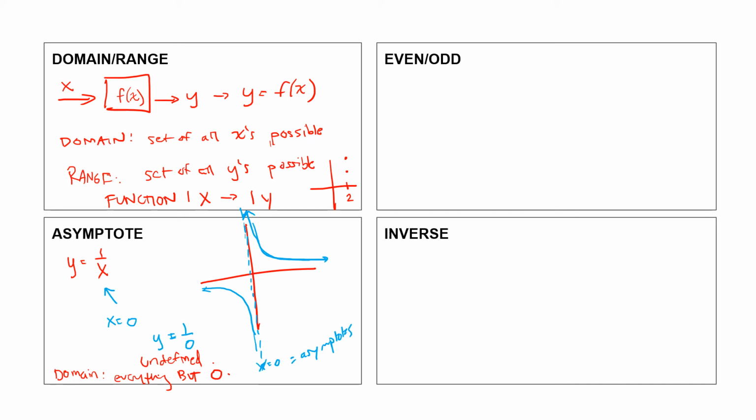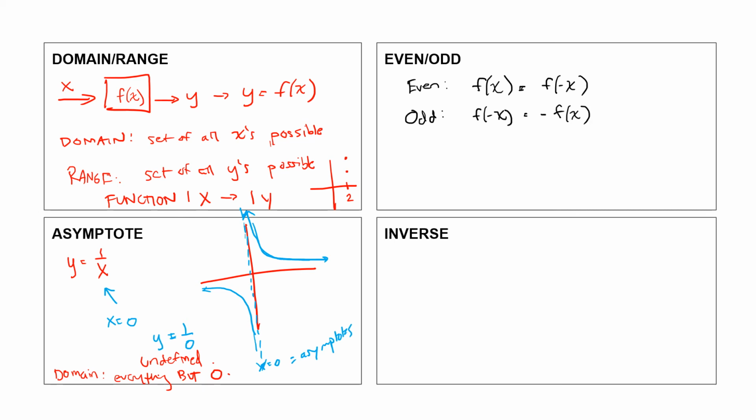Now in the top right, we're going to talk about even and odd functions really quickly. In its simplest form, an even function is where you take f of x, and it will equal f of negative x. Now an odd function behaves slightly differently. An odd function is where you take f of negative x, and that will equal negative f of x.